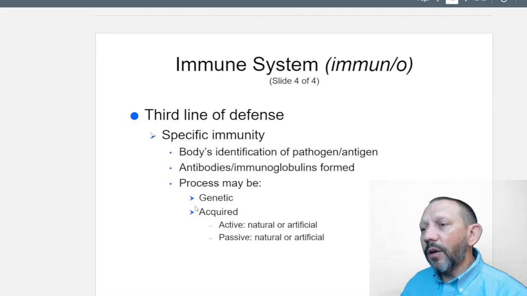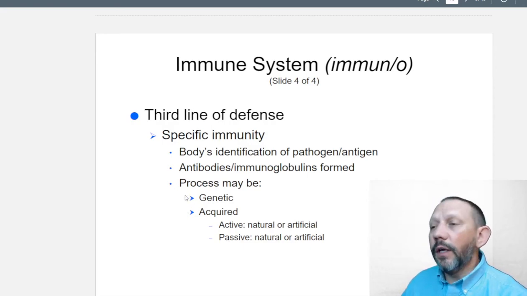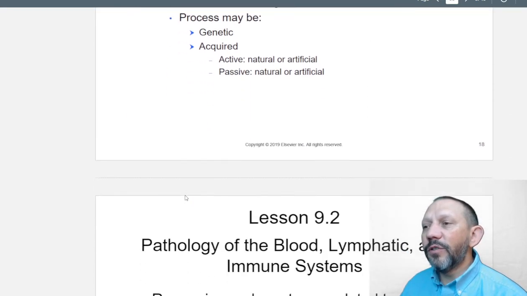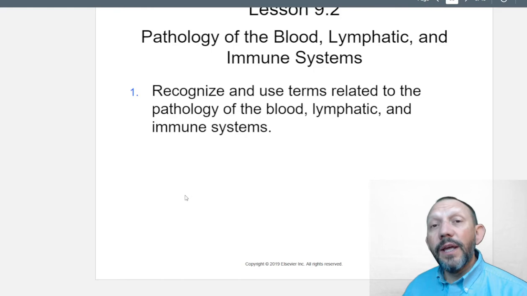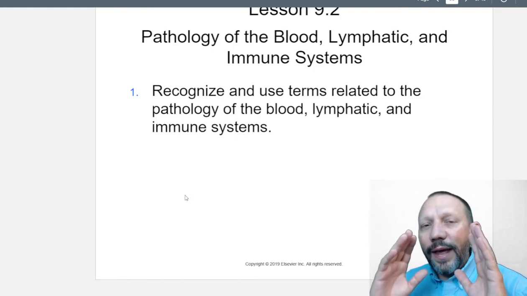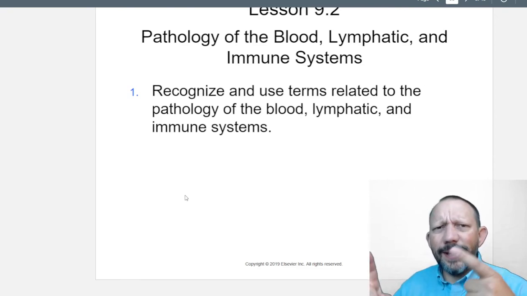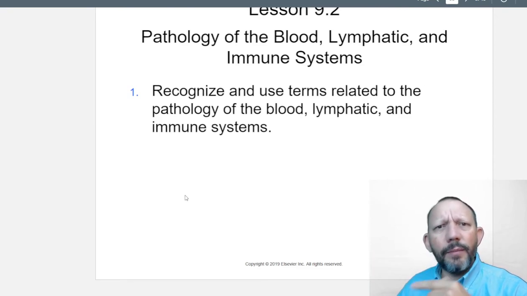Processes may be genetic or acquired. We have natural or artificial, passive or active. This is where we get into things like vaccines. Now, generally, when you've had a disease process and you survived, your body goes like, hey, I know what that is. I can get it. I'll get rid of it next time it shows up. It'll do that. That's called your active immunity.